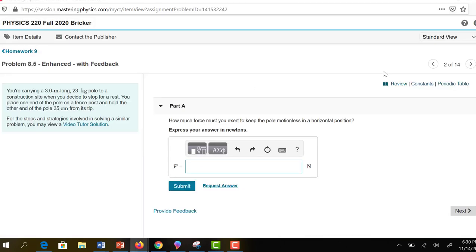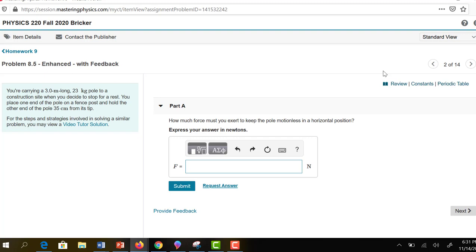Okay, here's a problem from homework 9. So chapter 8 questions are from homework 9, which is actually due December 2nd at 4:59 p.m. So in this one, you're carrying a 3-meter long, 23-kilogram pole to a construction site when you decide to stop for a rest. You place one end of the pole on a fence post and the other end 35 centimeters from the tip.